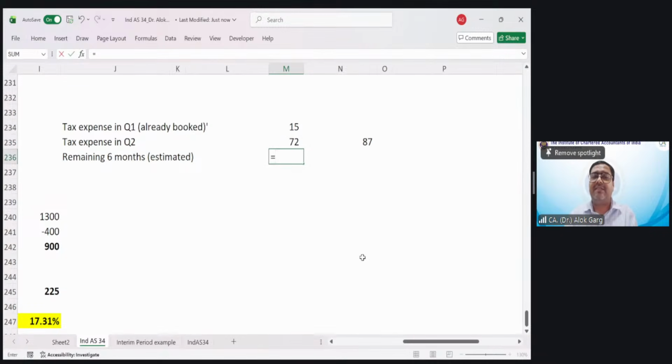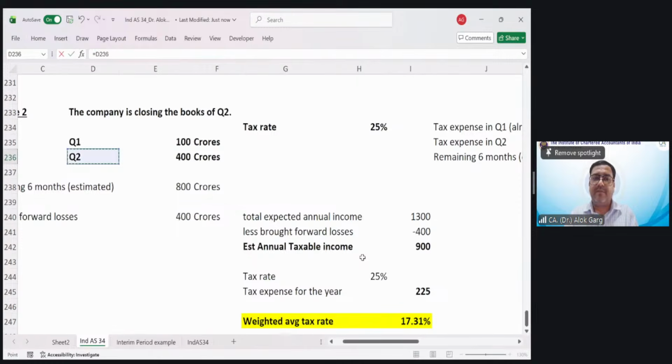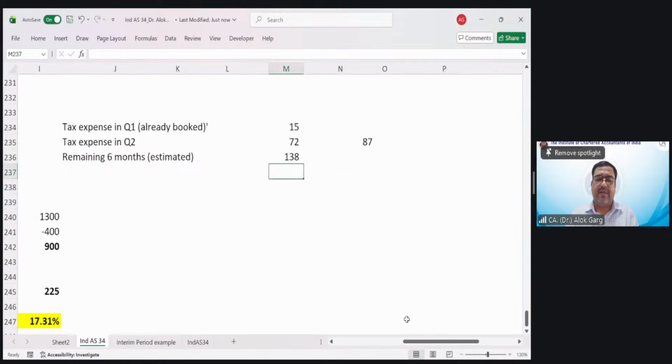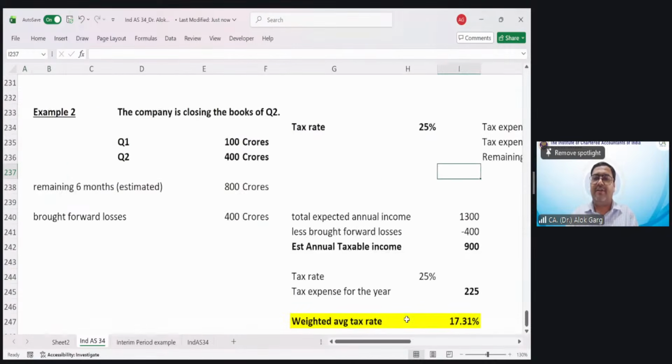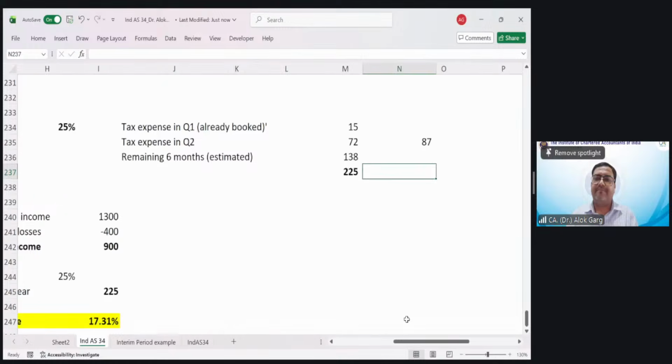And what is my remaining 6 months estimated tax? It will be 800 multiplied by 17.31%. The total tax expense is 225 crores. Have you understood this or you haven't understood this? Please tell me. Have you understood this? Great.